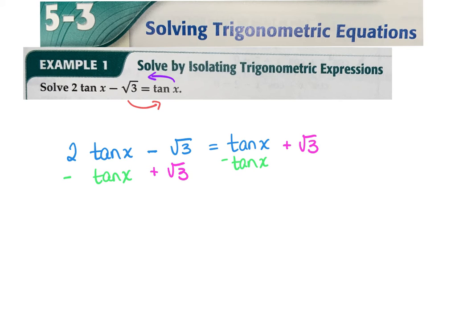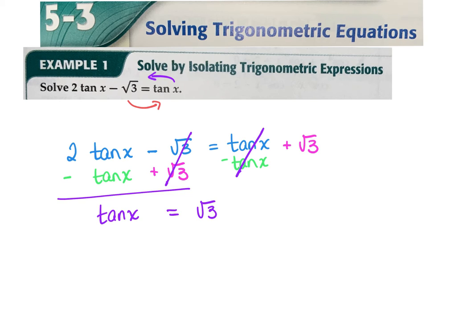And when I do that, on this side here, I have 2 tangents minus 1 tangent. How many tangents do I have? 1 tangent, all right? The square root of 3, negative and positive cancel. On the right-hand side, the tangent and the negative tangent cancel, and I have just the square root of 3.